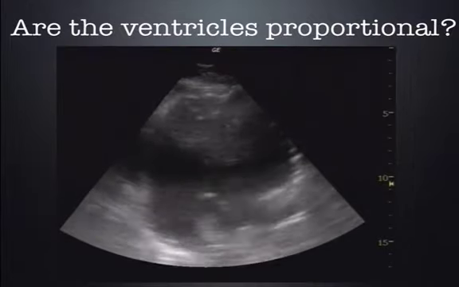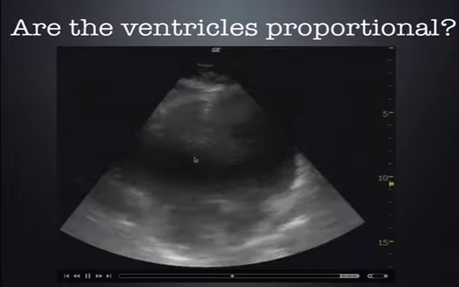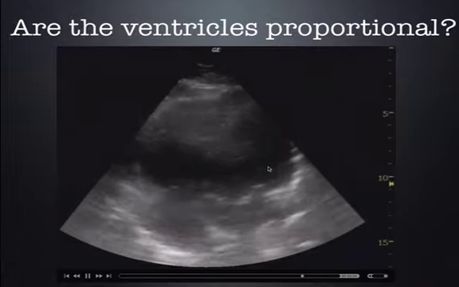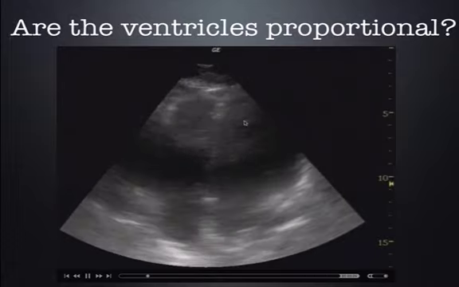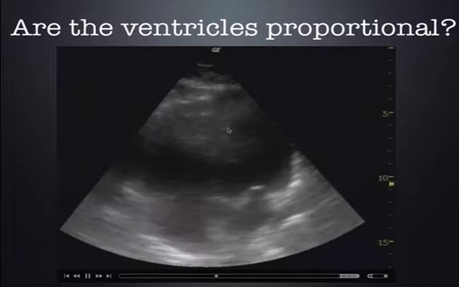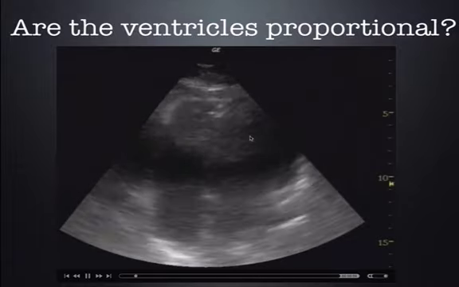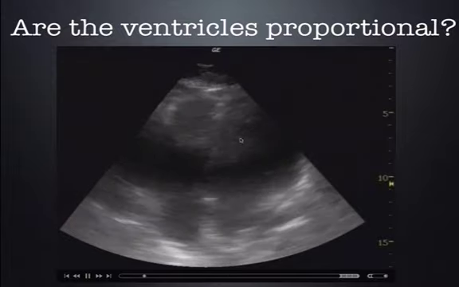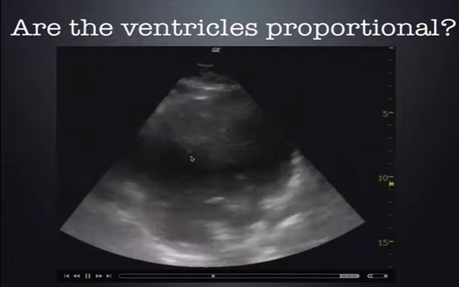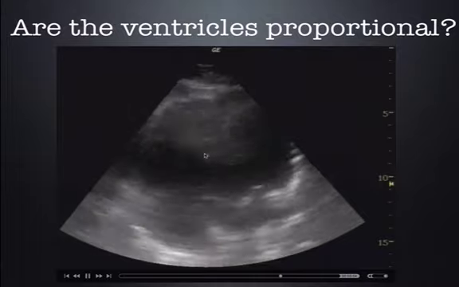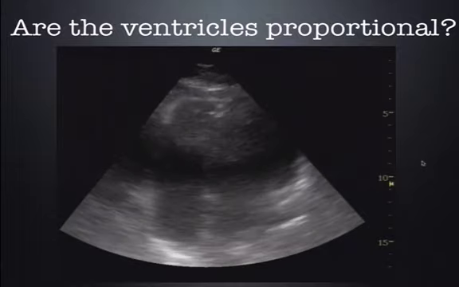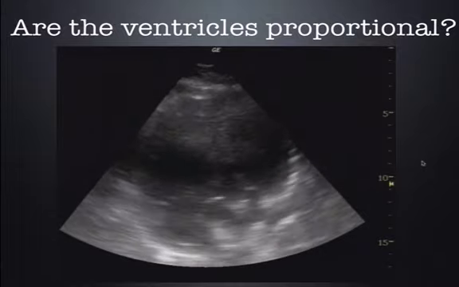How about this case? Here's our left ventricle. Here's our right ventricle. It's important to point out the endocardial border here. We're not talking about the chamber including the walls or the wall thickness, just the chamber size. Comparing the chamber size of the left ventricle to the right ventricle, it is about as large as the left ventricle, so they're not proportional.